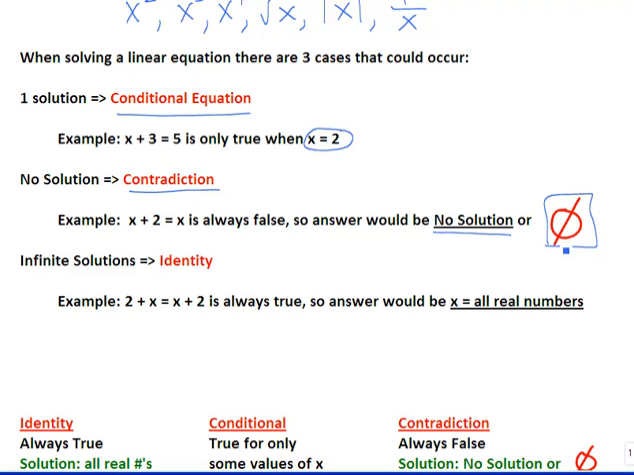The third case when you solve a linear equation is you might get an infinite number of solutions, and this is called an identity equation. An example of this would be 2 + x = x + 2. We know that that's always true because addition is commutative. So 2 + x, when you switch the order around, equals x + 2. That's going to be true no matter what value of x we use. So what do you write for your solution? We write it in words, and we write x equals all real numbers.